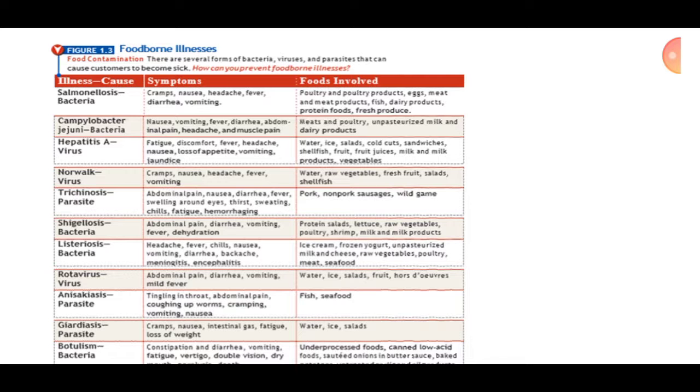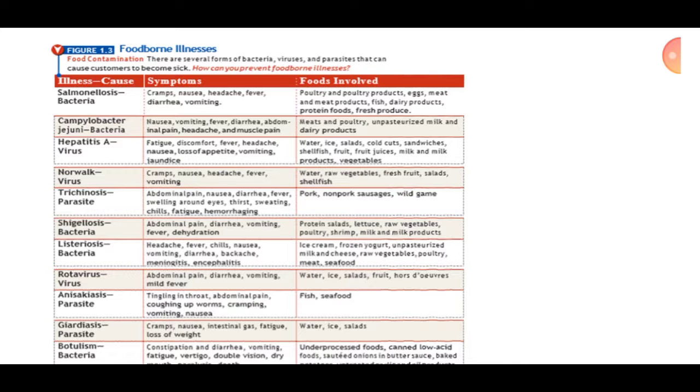The symptoms are cramps, nausea, headache, fever, diarrhea, and vomiting. The foods involved in this illness are poultry and poultry products, eggs, meat and meat products, fish, dairy products, protein foods, and fish produce.